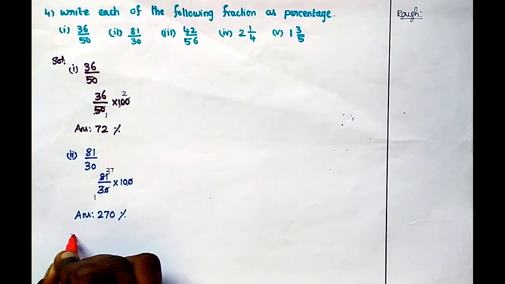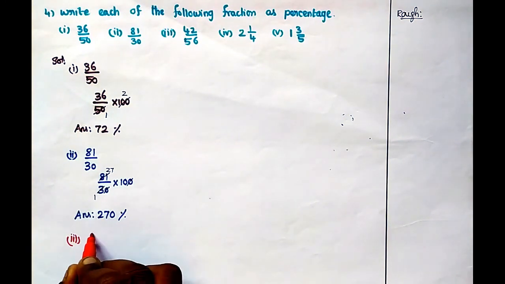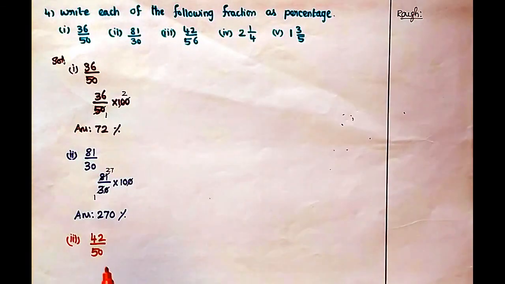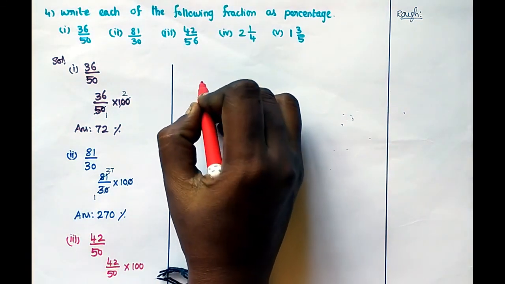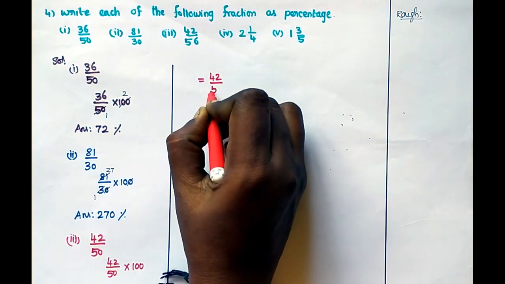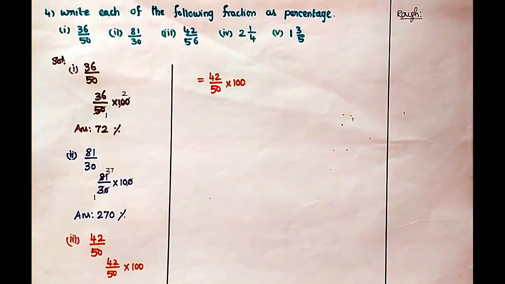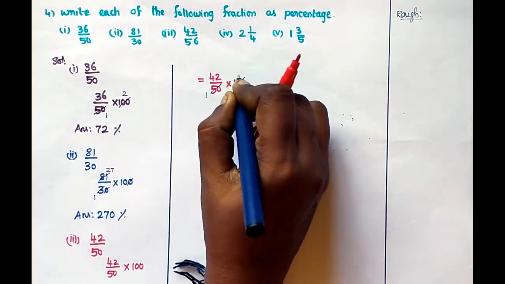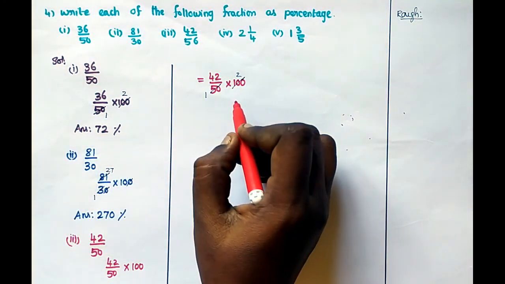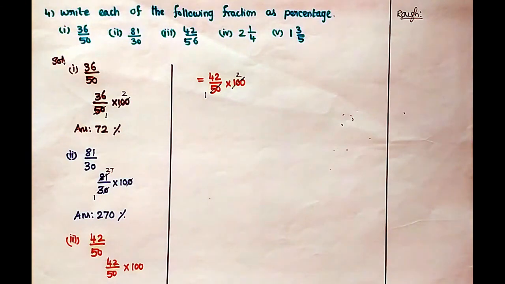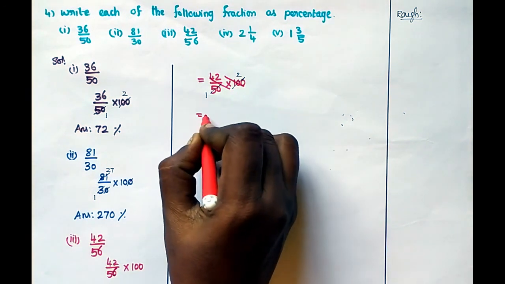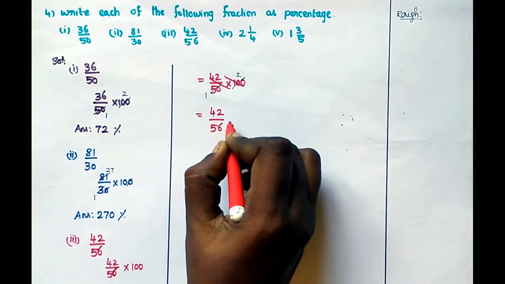Next one, 42 by 50. 42 by 50 into 100. Listen, 42 by 50 into 100. So cancel this number. 1 50 is 50, 2 50s are 100. So it is 56. So 42 divided by 56 into 100.